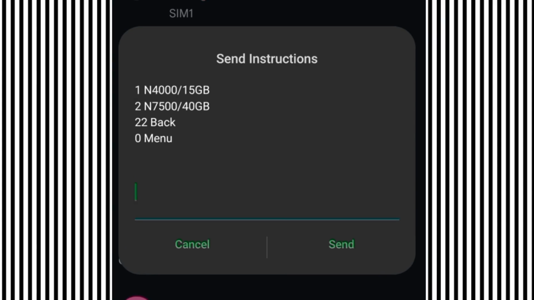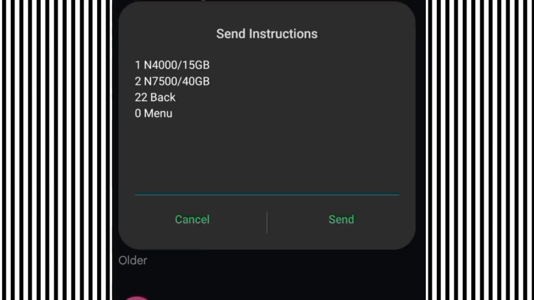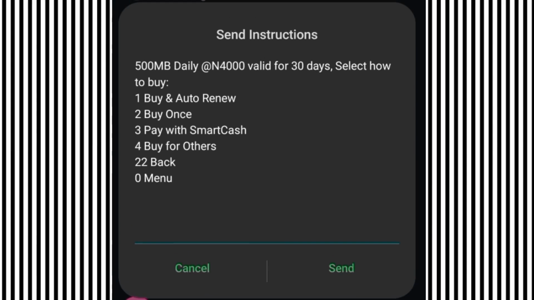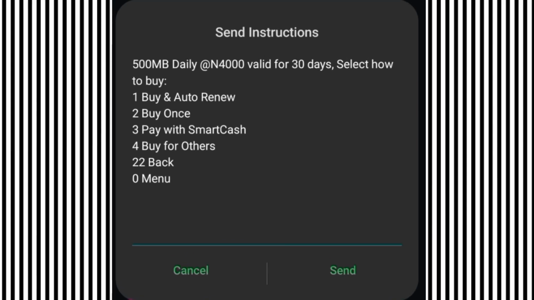So for this Airtel plan, it means you are getting 1.3 gig every day for 30 days. And for the one for 15 gig, it means you are getting, I don't know how many. Okay, let's check that. If I click on the 15 gig for 4,000 naira, you can see it. It means you are getting 500 MB every day for 30 days if you go for the 4,000 naira plan.